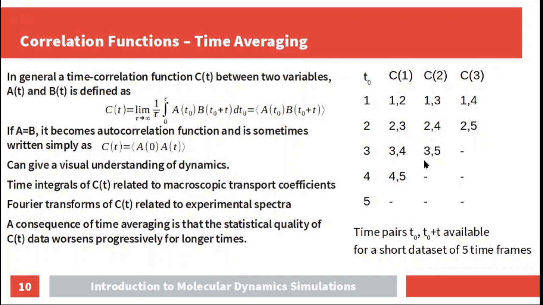In the next instant, you have just 3, 1 less than here, just 3 numbers here. So when you take an average, this average would not be so good as this average, and the statistical quality therefore would keep on getting worse and worse as you go in this direction, as you go for longer times.